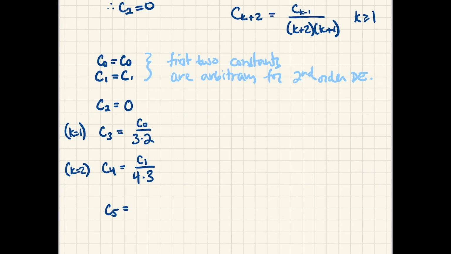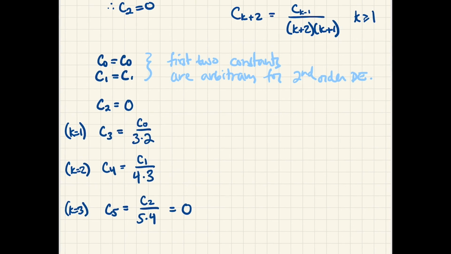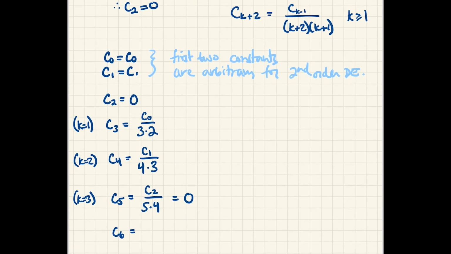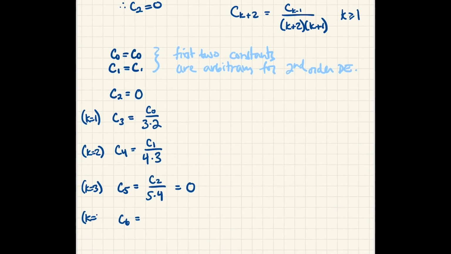All right, what is c5? Well, that's k equaling 3. So we know it's going to be c sub k minus 1, so that would be c sub 2 over 5 times 4. But we're not done because c2 is actually equal to 0. So c5 is equal to 0. Okay, what is c6? That's the k equals 4 case.